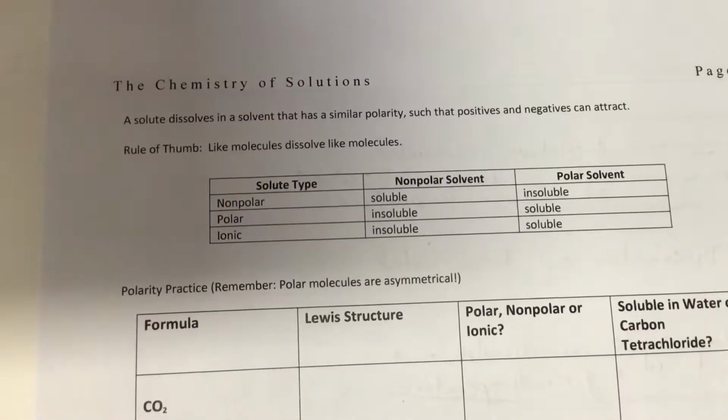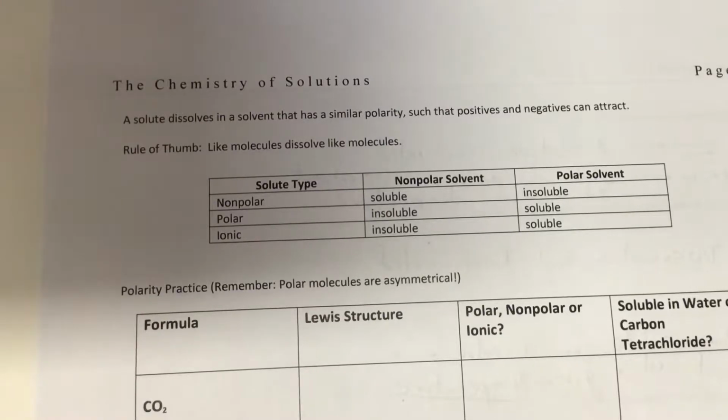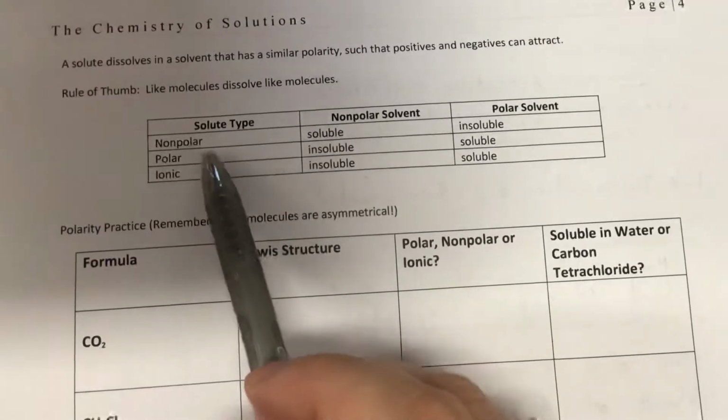Okay, so we know that solutes dissolve in solvents that have similar degrees of polarity, such that the positives and negatives can attract. This is what we keep saying again: like dissolves like. So polar solvents dissolve polar solutes, and non-polar solvents dissolve non-polar solutes. Okay, so just so we remember it.